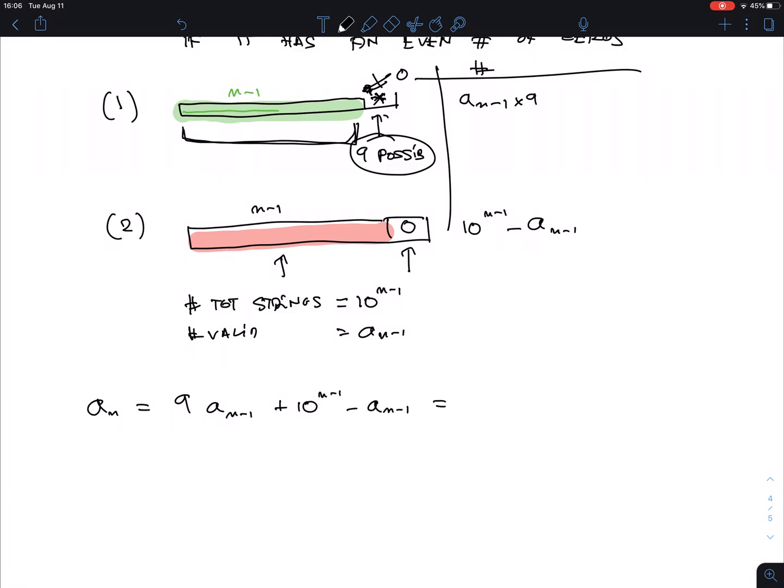Let's combine the like terms. That is 8 times a_(n-1) plus 10^(n-1). Now, this already is much harder to solve, right? Can we write down a formula for a_n, not just a recursive relation? That is what we're going to discuss in the next sections. I'm going to stop here. There are more examples, but we will do them later.